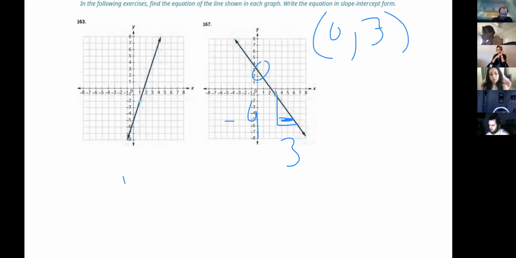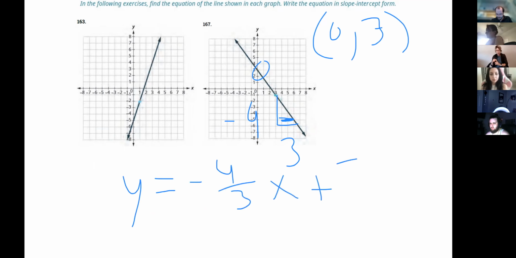And so we're plugging it in. Y equals, could you repeat that one more time? Y equals -4/3x plus 3. Okay.